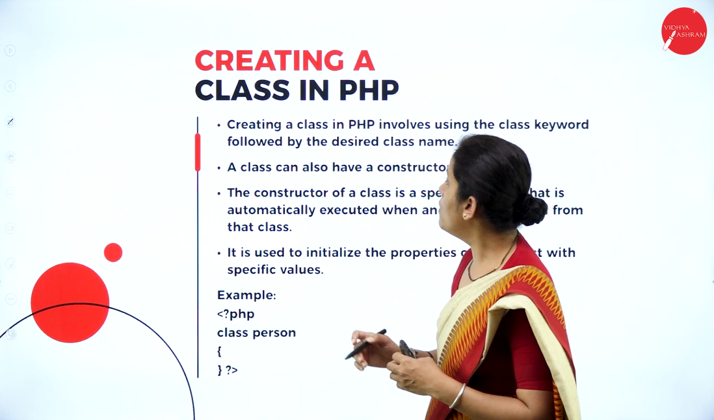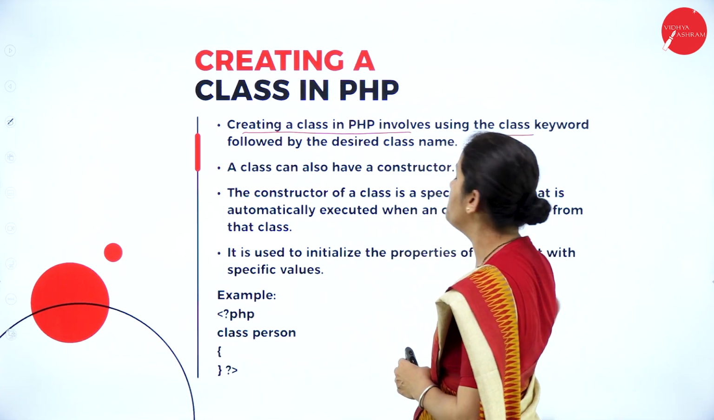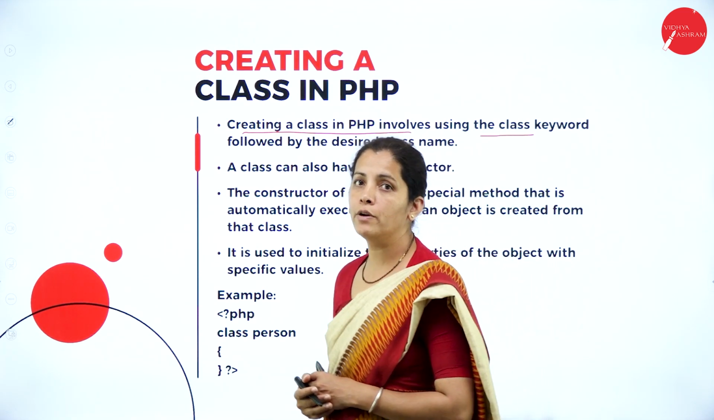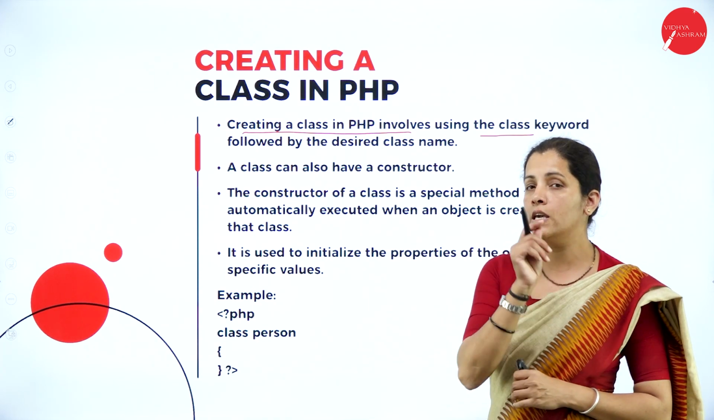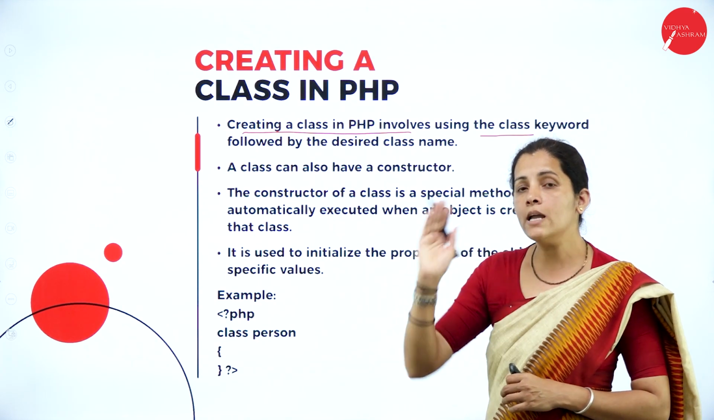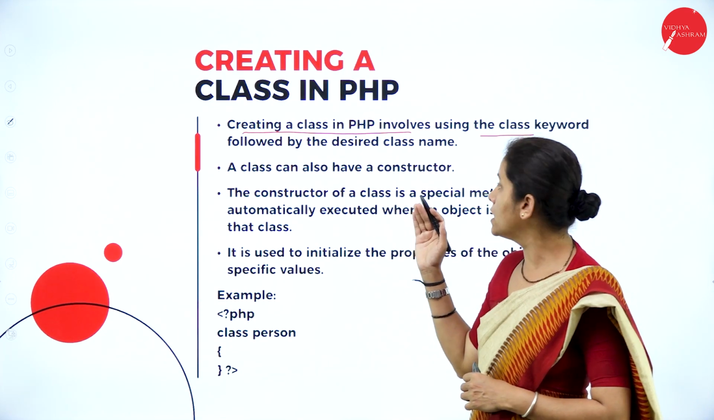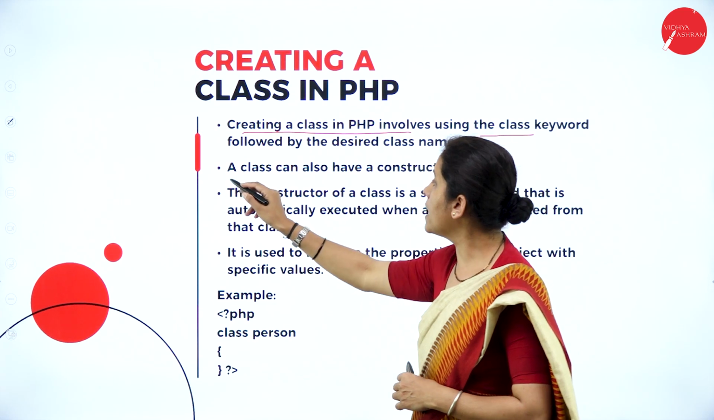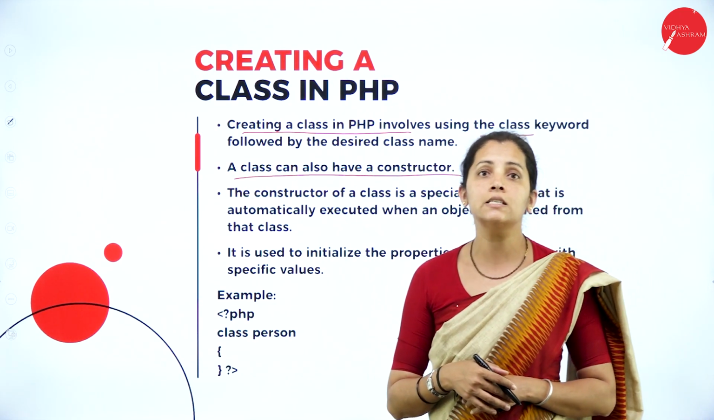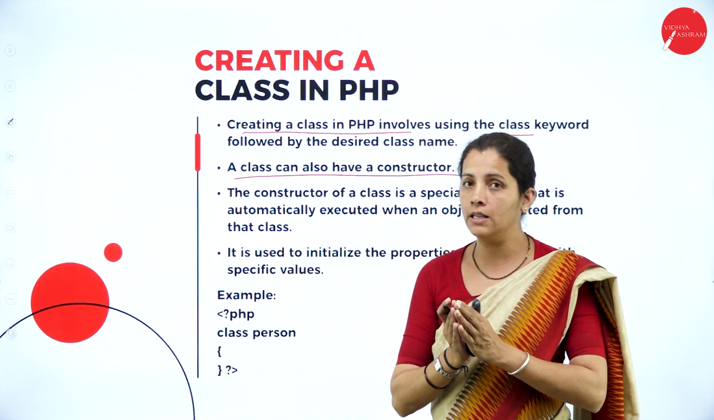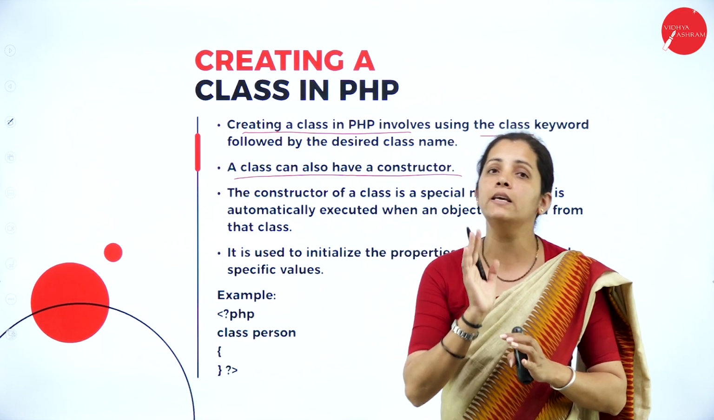Now creating a class in PHP involves the class keyword. In the sense, if I want to create class in PHP, I want to start with the keyword called class. At the same time, I want to specify the user defined class name. A class can also have a constructor. In the sense, what is constructor? Constructor is nothing but the method. It's a special method whose name is same as the class name.